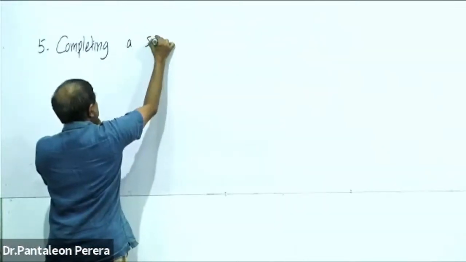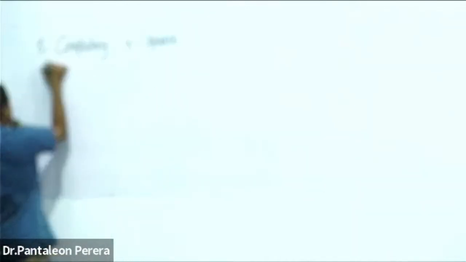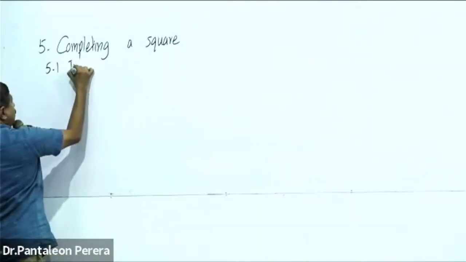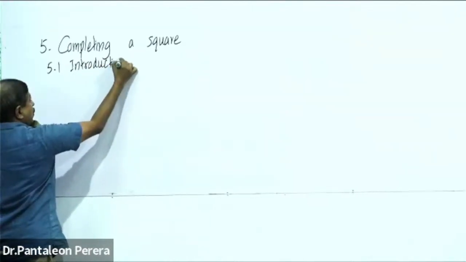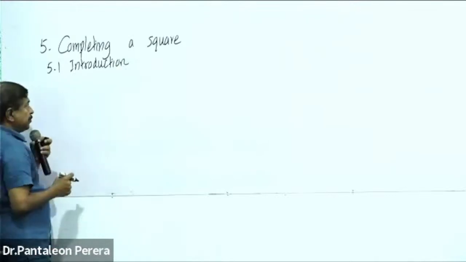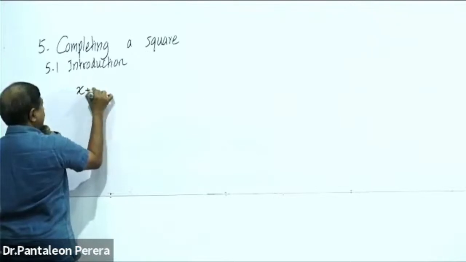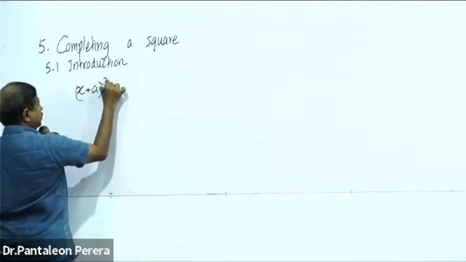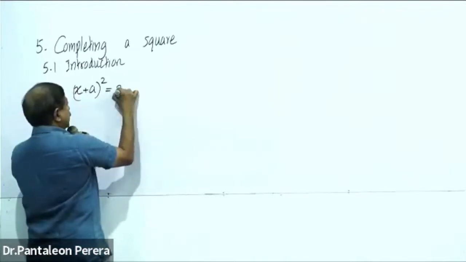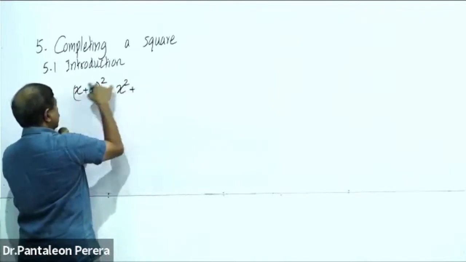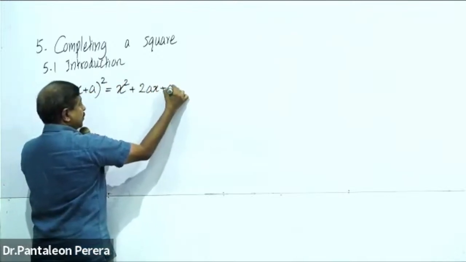These are topics, so I leave it like that, completing a square. Okay. Now consider the expansion of (x + a) squared. If you do that, you get x squared plus the term in the middle, which is 2ax, plus a squared.